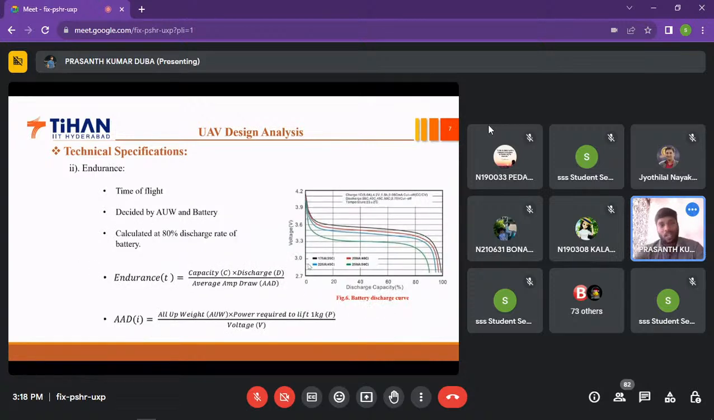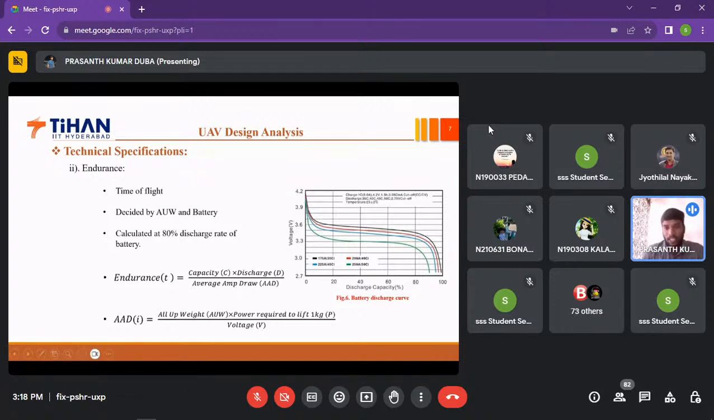Furthermore, one more point is endurance. Endurance means the time of flight. If I say one UAV is there, I should also tell the user how long it will fly with the given power, given battery, and given motor specifications. So for that, we need the battery discharge curve.